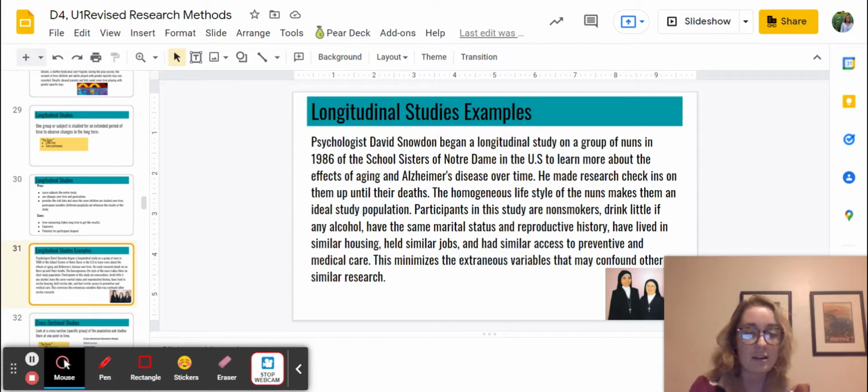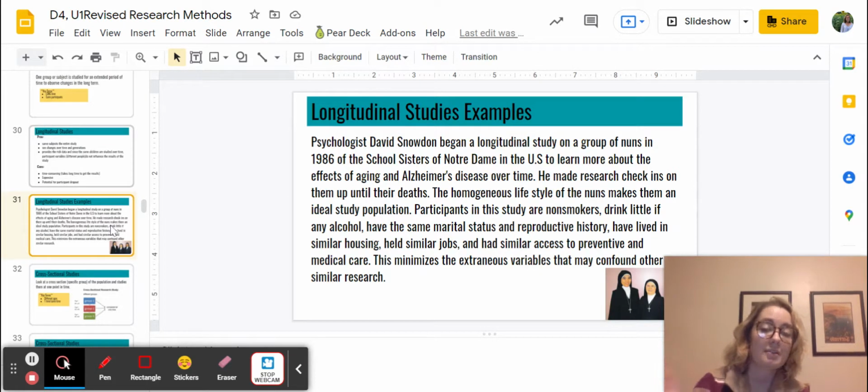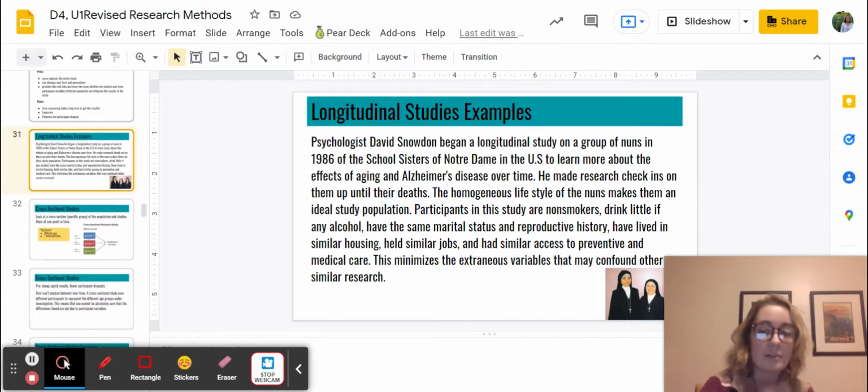The homogeneous lifestyle of the nuns made them an easy and ideal study population. They were non-smokers. They drink little to no alcohol, have the same marital status, reproductive history, lived in similar housing, had similar jobs, very similar all around. So there's not a lot of third variables out there, extraneous variables that can confound or impact the results here. So it's longitudinal in that right there, looking at these nuns aging for a long period of time, up until their deaths.